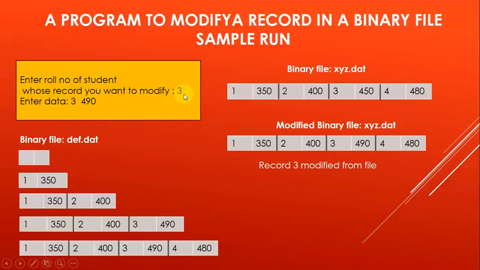Suppose I want to modify the record of student roll number 3. It will ask you to input data for this, and suppose the data entered is 3 and 490. You can see here this is my file xyz.dat, which is already created, and this is my file def.dat. This file is in ofstream mode, so it is empty in the beginning, and this is the already created file.